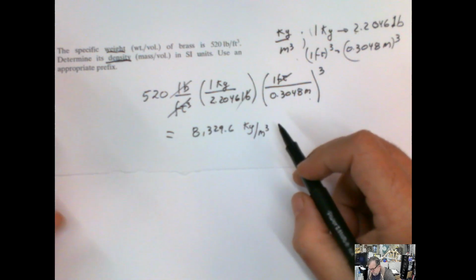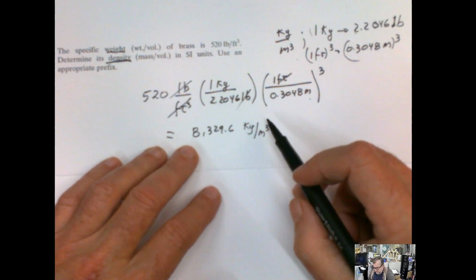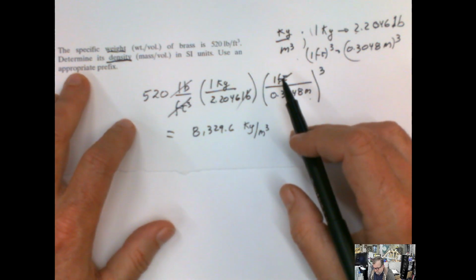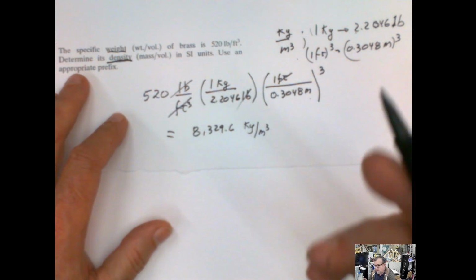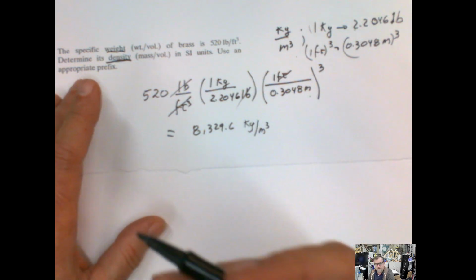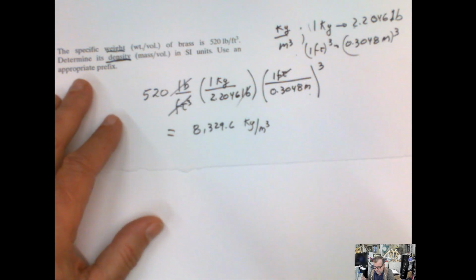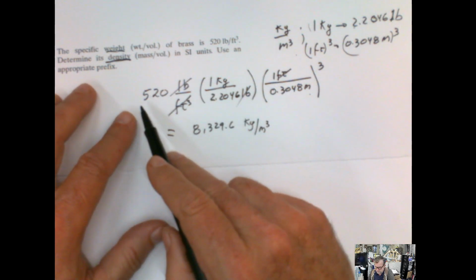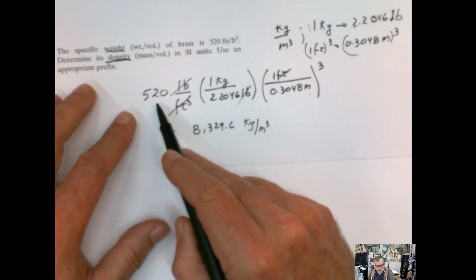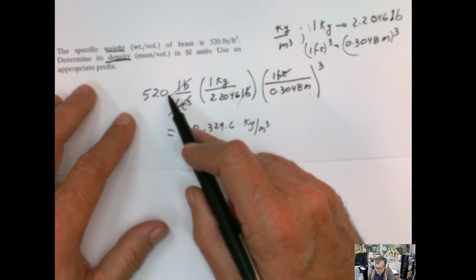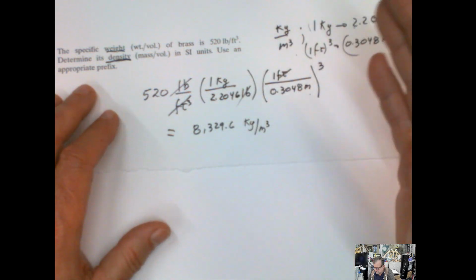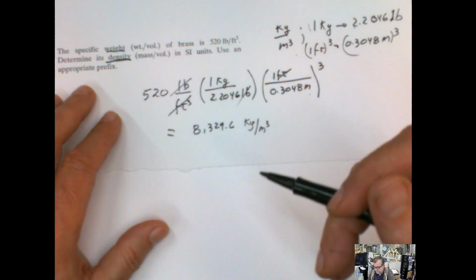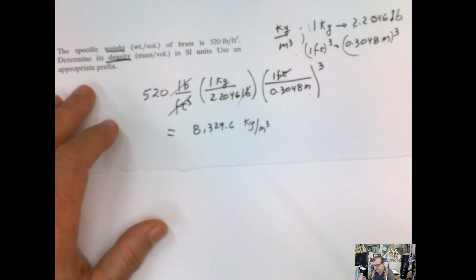Now, kilogram per cubic meter, but it says use an appropriate prefix, and also we should be using an appropriate number of significant figures, if the professor asks you to use significant figures, of course. If the professor is asking you to use significant figures, you can express it with two significant figures, unless you have a dot here, and if you have a dot here, then it will be three significant figures. But let's forget about the significant figures for now, and let's just express this in the appropriate prefixes.